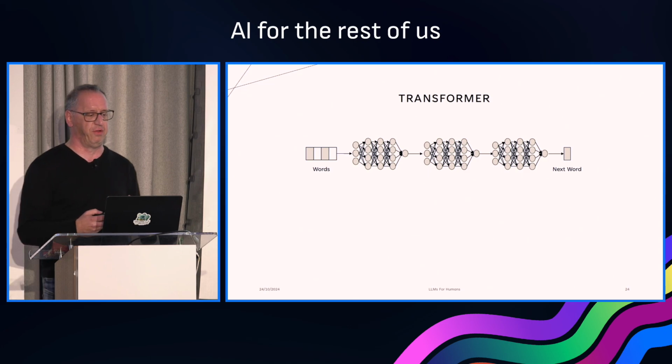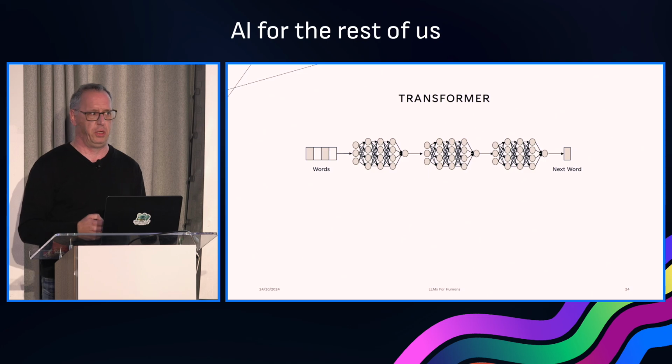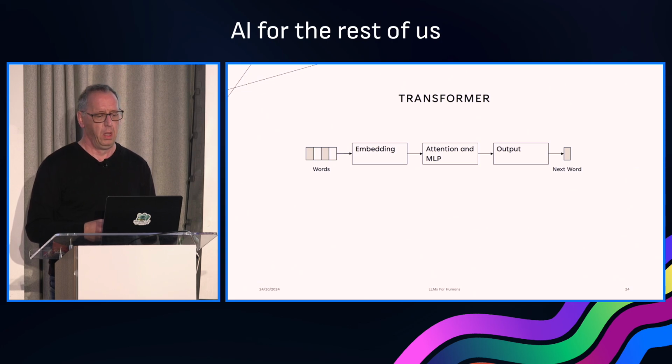So this is our transformer. We take words in, we get a word out. There are neural networks between the two. We call these blocks of neural networks, and they have names. We've got something called the embedding block, something called the attention and MLP block, and then we've also got the output block, and that will give us our next word. Let's see how that works.